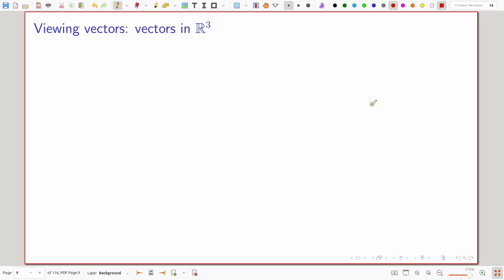Right now, if you understand what we've been talking about, you can see that the statement we just said is this one. Let v1 and v2 be vectors in R to the 3.